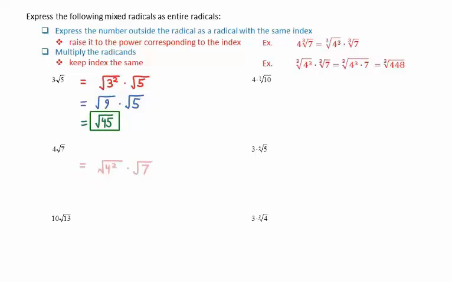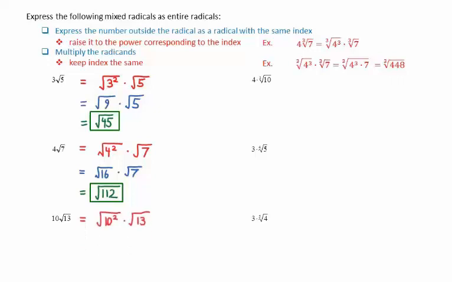For 4 root 7, we write 4 as the square root of 4 squared. We then get the square root of 16 times the square root of 7, or the square root of 112. For 10 root 13, this is written as the square root of 10 squared times the square root of 13, the square root of 100 times the square root of 13, resulting in the square root of 1,300.